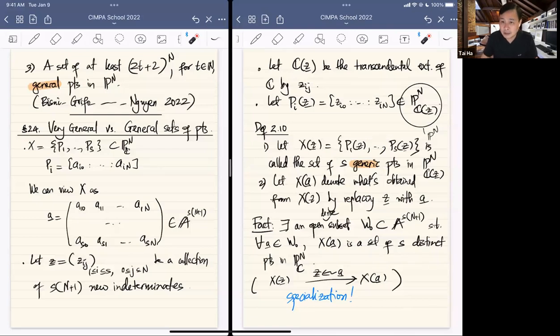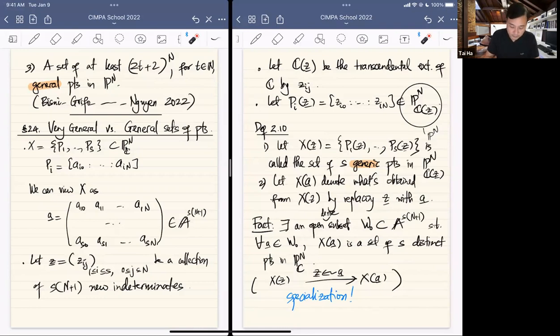When would these points be completely distinct? The condition is that you don't have any two rows that are proportional, right? Two projective points are the same if one is a multiple of the other, so you just need to avoid that condition.